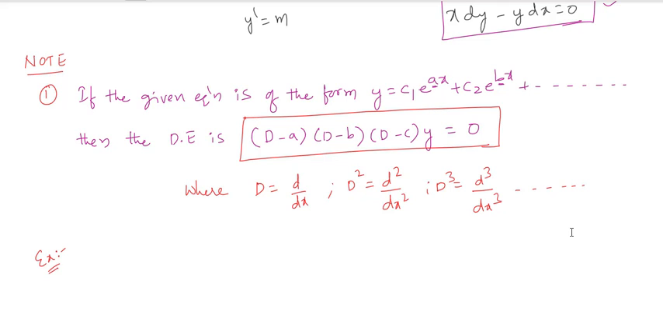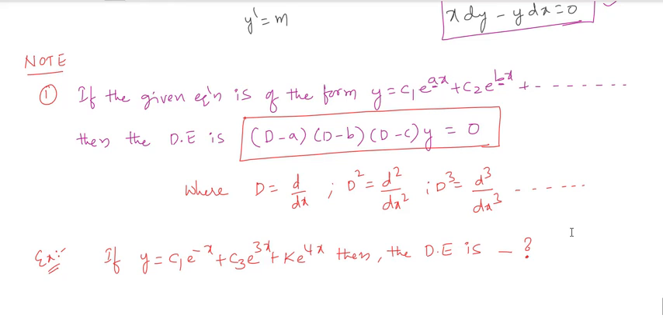So find the differential equation, or you can take it as: if y is equivalent to c1 e to the power of minus x plus c3 e to the power of 3x plus k into e to the power of 4x, then the differential equation is, this is the question they are asking. So how will you solve it? If y is equivalent to c1 e to the power of minus x plus c3 e to the power of 3x plus k e to the power of 4x, then the differential equation is what they are asking.